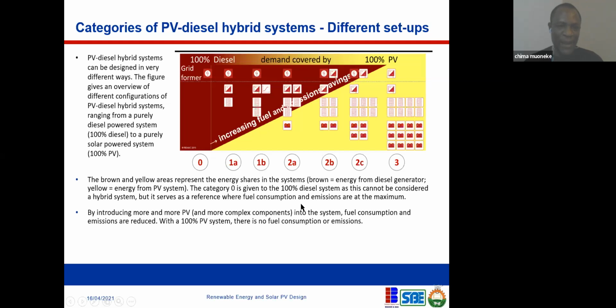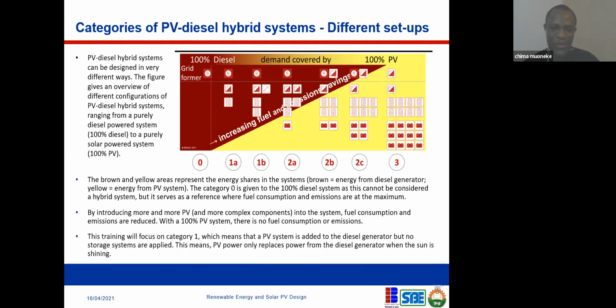By introducing more and more PV and more complex components into the system, fuel consumption and emissions are reduced. As you begin to integrate more of the solar system, if you increase the penetration of solar, of course, you begin to reduce the emissions from your diesel generator, and you begin to save money to some extent. So with a 100% PV system, there is no fuel consumption and there is no emission.